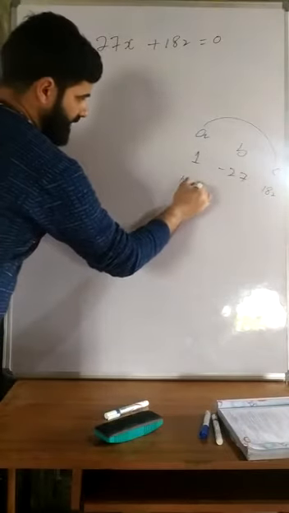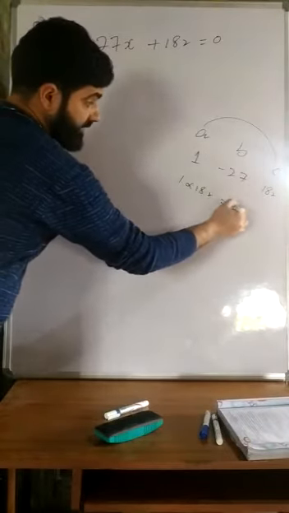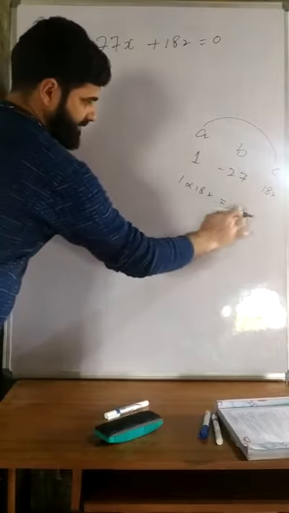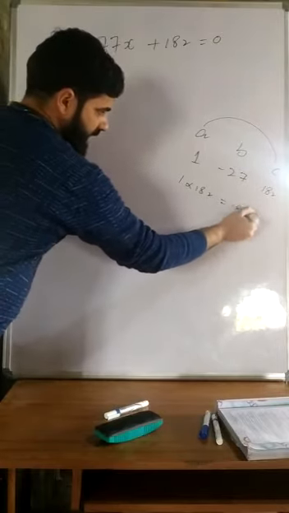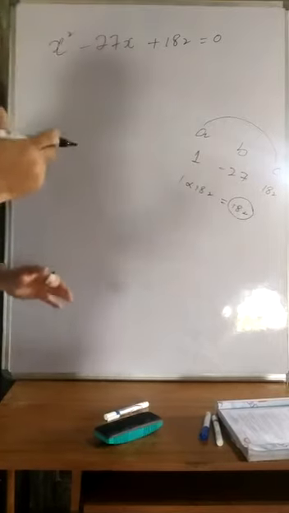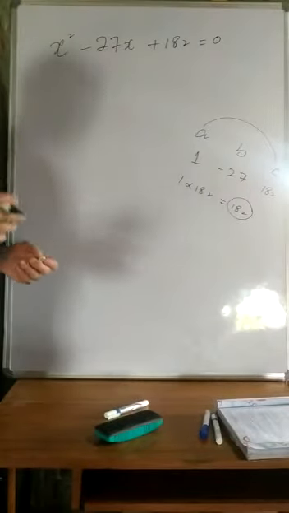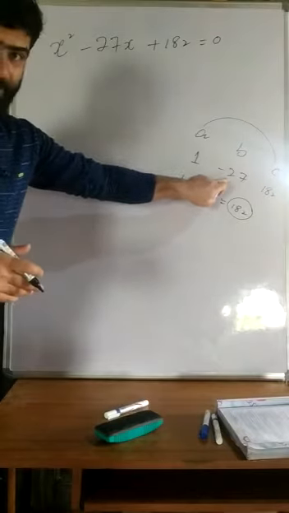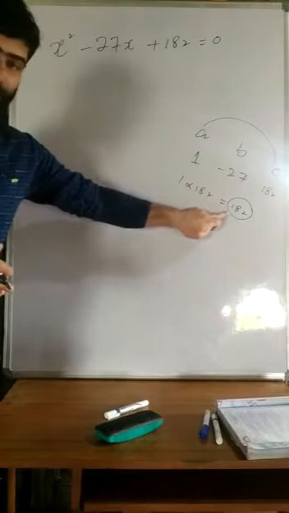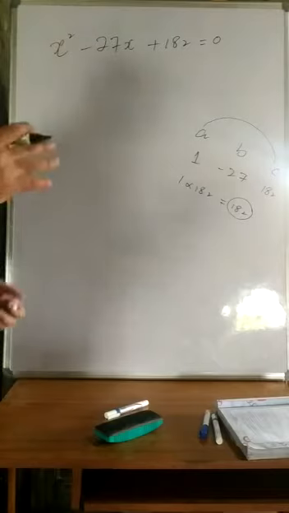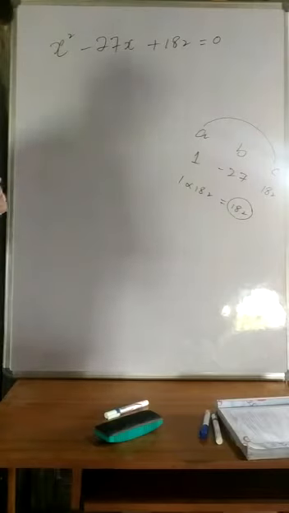When you are multiplying 1 with 182, you get 182. Now you have to think of two numbers so that their sum will be equal to minus 27 and their product will be equal to 182. Just think.